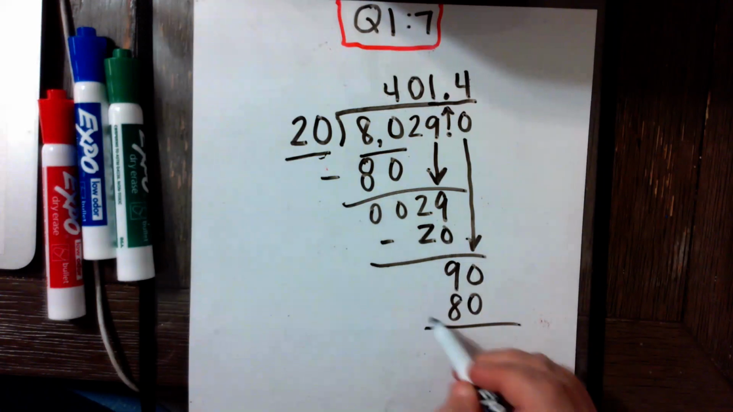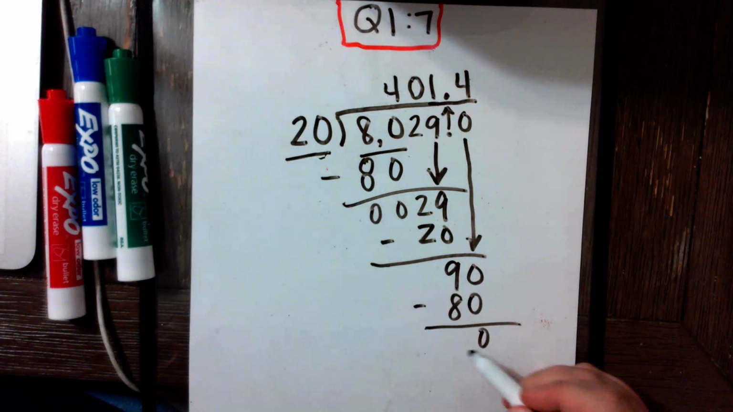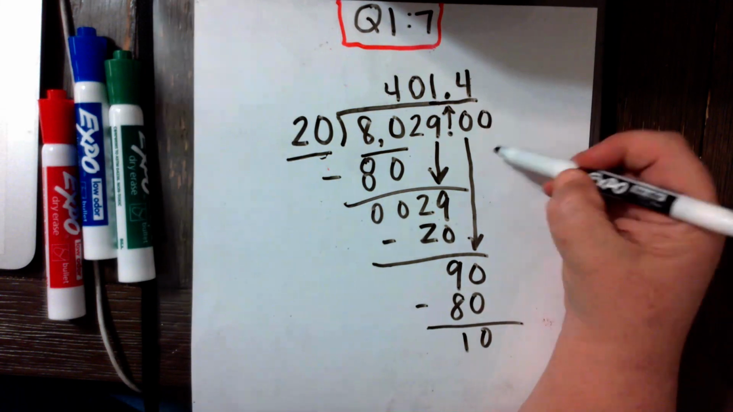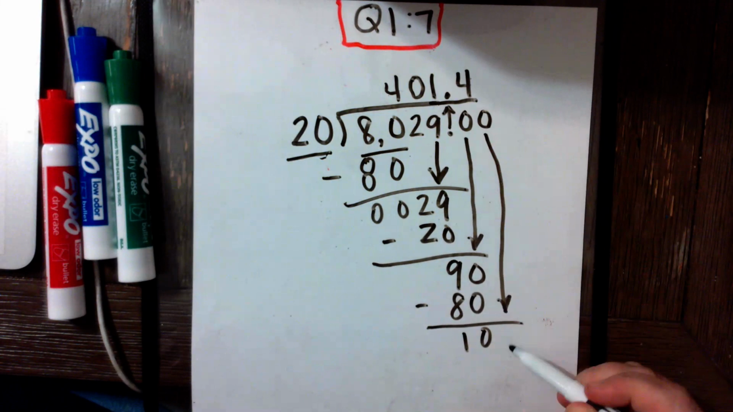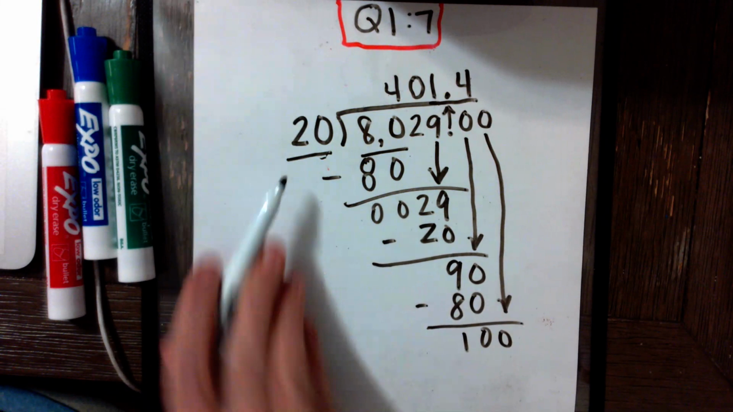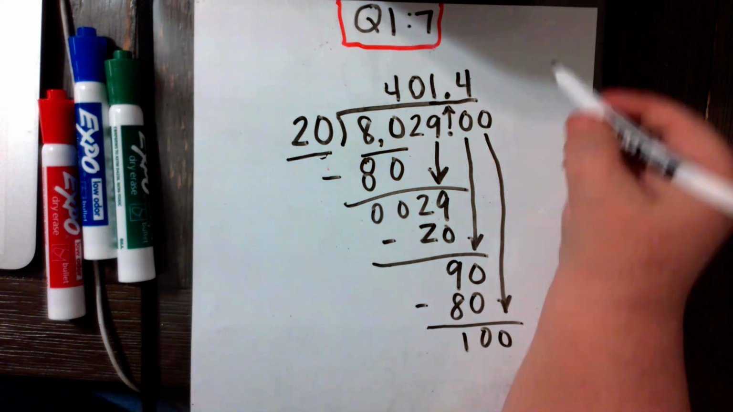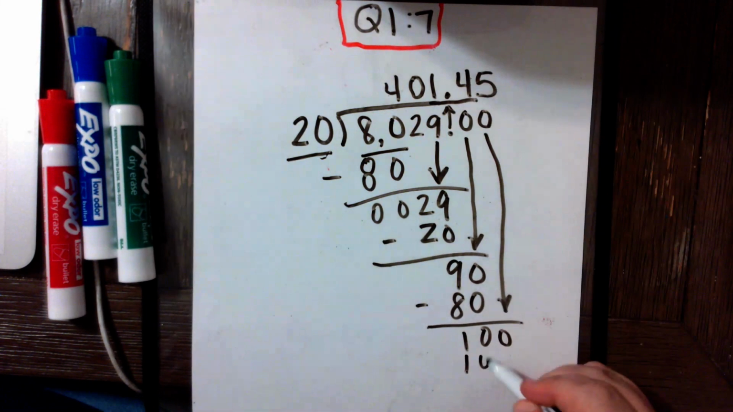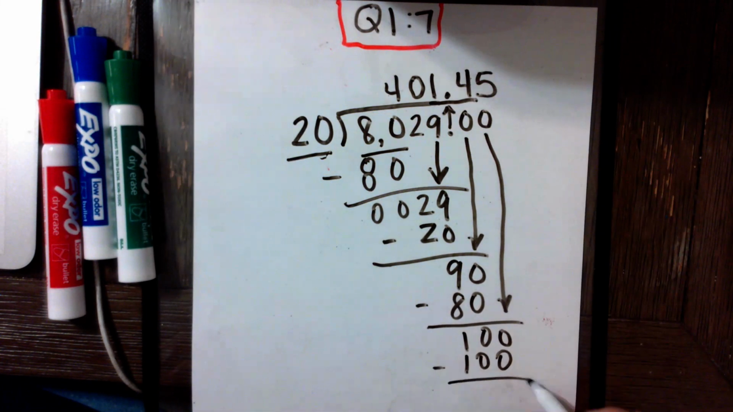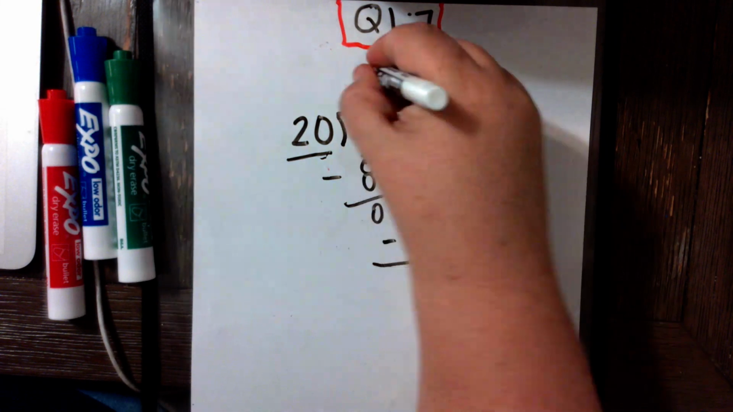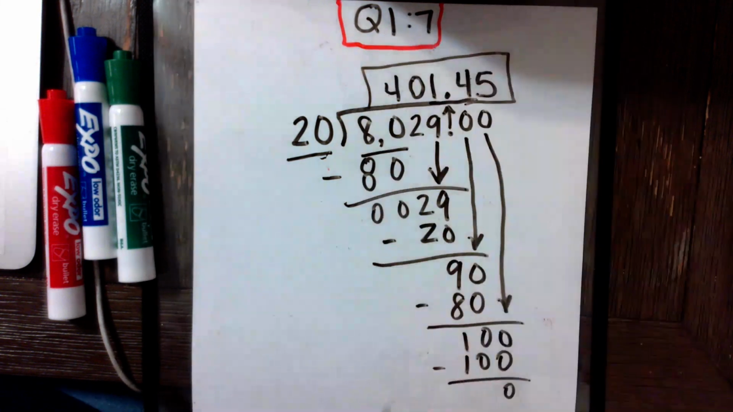Okay. Then when I subtract there, I'm left with 10. Can't put 20 into 10, so I've got to add one more 0. Feeling pretty good about this. 20 into 100, or 2 into 10, goes 5 times. And that's going to give me 100, and I'm going to have 0. So that's our final answer, 401.45.